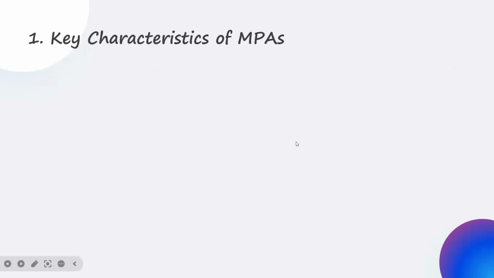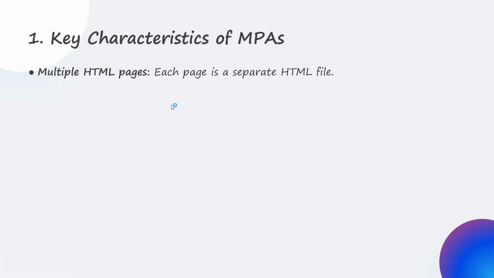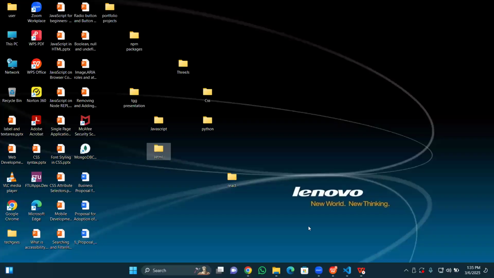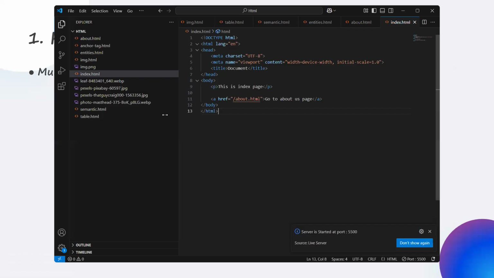So what are the key characteristics of multi-page applications? There are multiple HTML pages, okay? So each page is a separate HTML file, okay? Just like if I show you now, the website I just ran now, it has index.html, it has about us, it has entities, it has this, it has that, a lot of pages here.